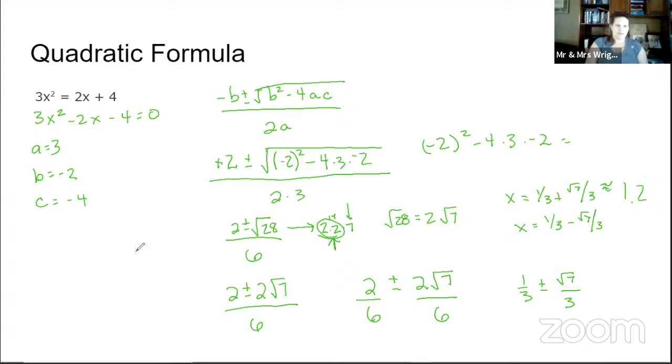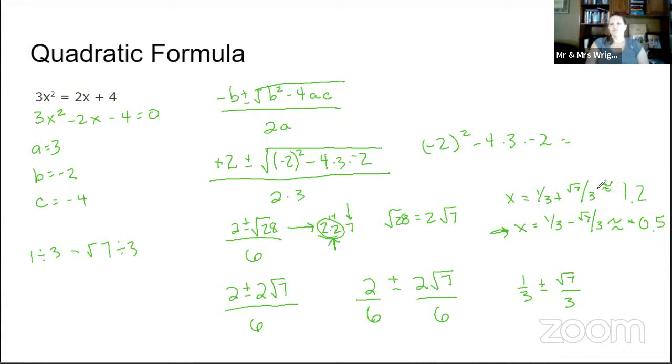So now let's do the same thing. And again, what I'm doing is 1 divided by 3 minus radical 7 divided by 3. Okay, so that's what I'm going to do for this one right here. 1 divided by 3 minus radical 7 divided by 3 is going to be approximately negative 0.548, etc. So I'm rounding to negative 0.5.